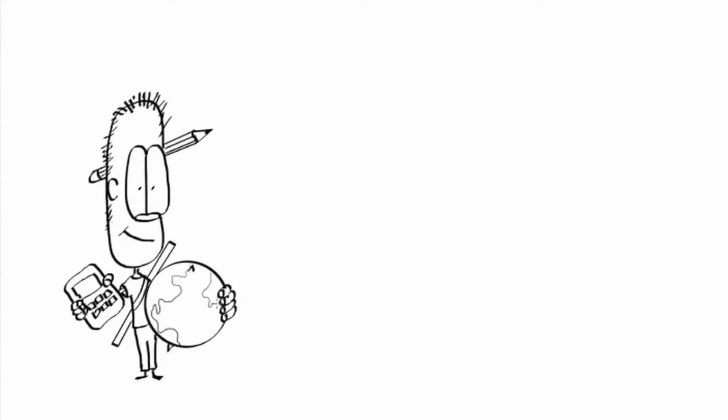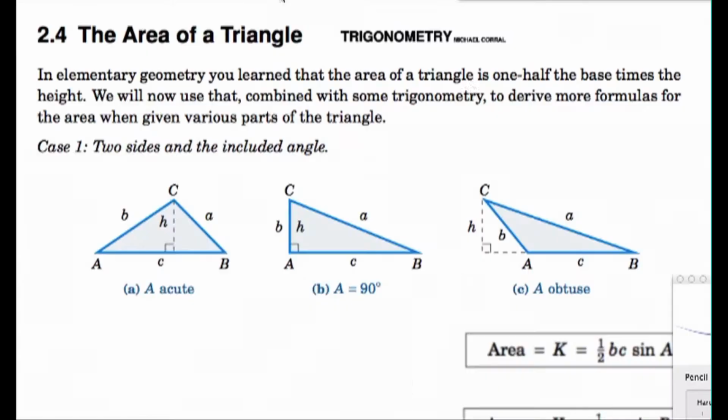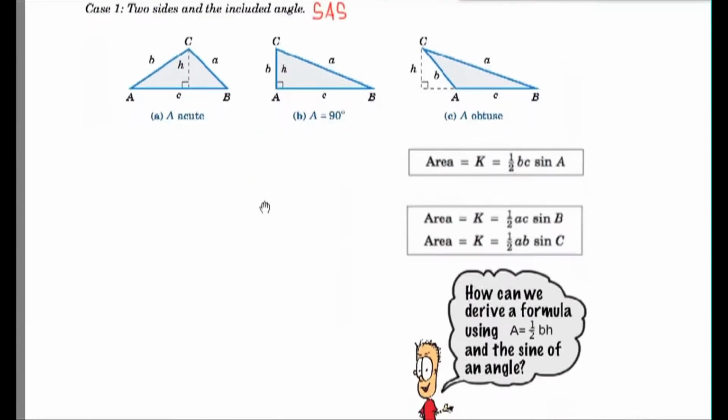In this video, we're looking at the area of a triangle using some trigonometry. So in elementary geometry, you've learned that the area of the triangle is 1/2 times the base times the height. Now we will use that same idea with a little trig to derive some more formulas for area.